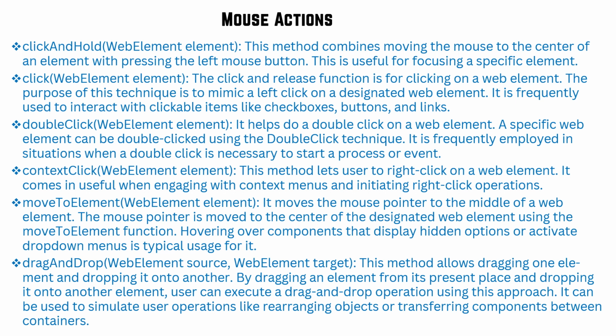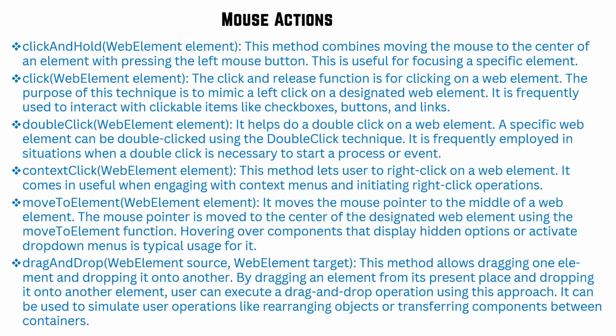So click and hold: this method combines moving the mouse to the center of an element with pressing the left mouse button. It will just press the left mouse button, but clicking will not happen. So it is just pressing the left mouse button. That is called click and hold. This is useful for focusing on a specific element. If you want to focus the element, that element will be highlighted. That is called click and hold.